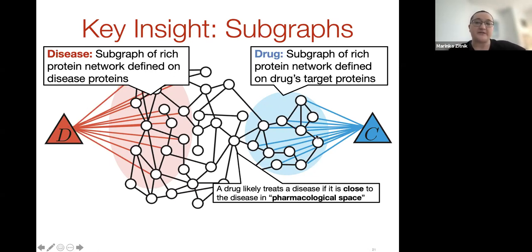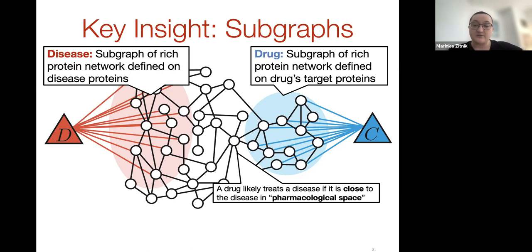Every drug would be represented as a subgraph of the PPI network defined on the set of proteins that are targeted by the drug. So in pharmacology, there is a notion known as pharmacological space. And in pharmacology, it's an accepted paradigm that a drug is likely to treat a disease if it's close to the disease in that pharmacological space.